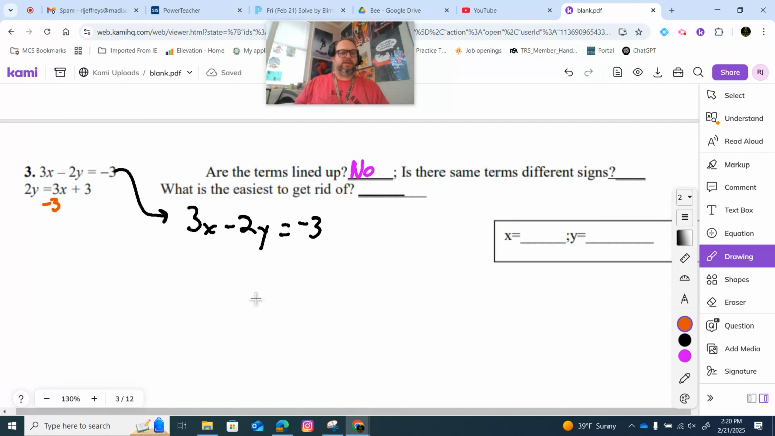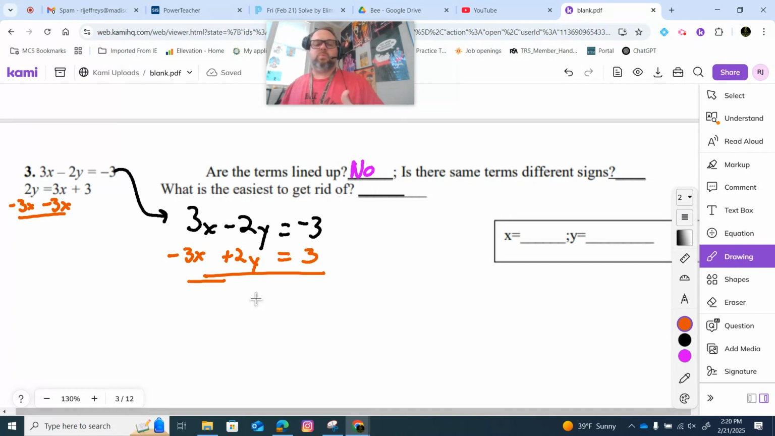So we would subtract 3x. All right. So we would have 3x plus 2y equals 3. So now, after we've had to manipulate it a little bit, okay? Sometimes you would have to do that. So they would line up.